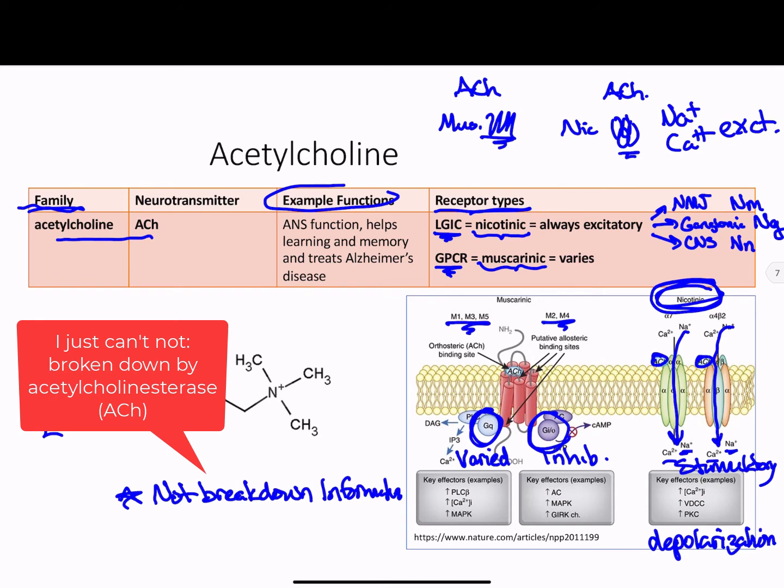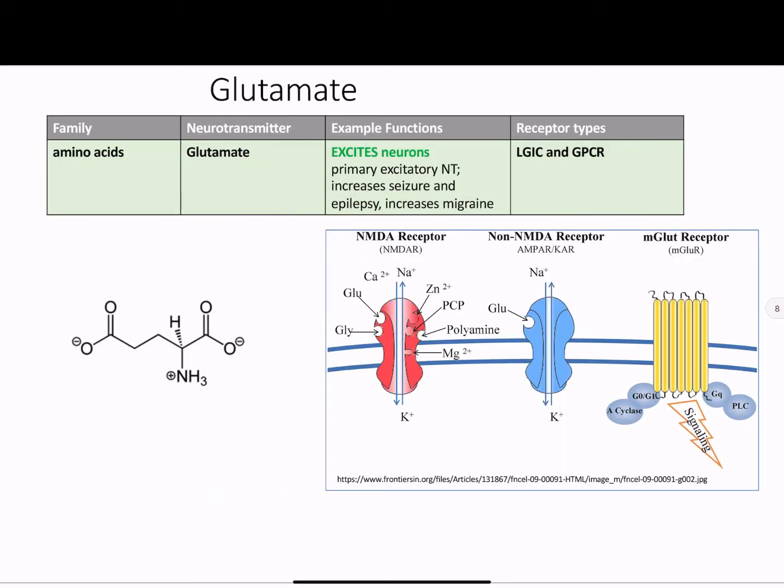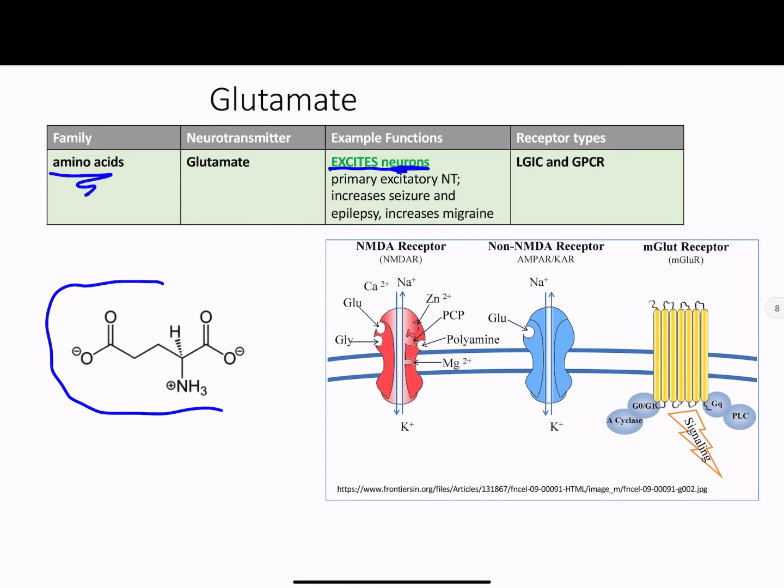So those will be coming up later. So glutamate. Glutamate, as I said, is the major excitatory neurotransmitter. It's structurally really simple. It's actually just an amino acid. So we said this was the primary excitatory neurotransmitter, and these were some examples of what that excitation of the system can do. Here we also have two receptor types. We have ligand-gated ion channels again and G-protein coupled receptors again.